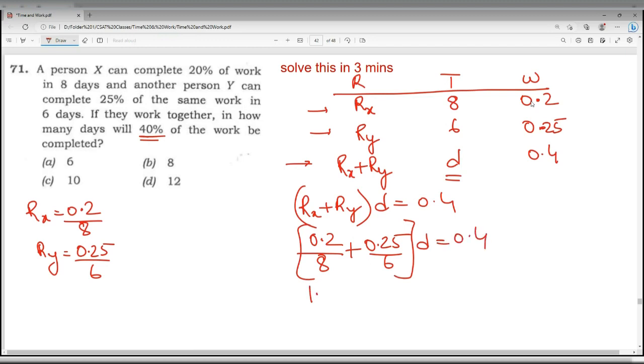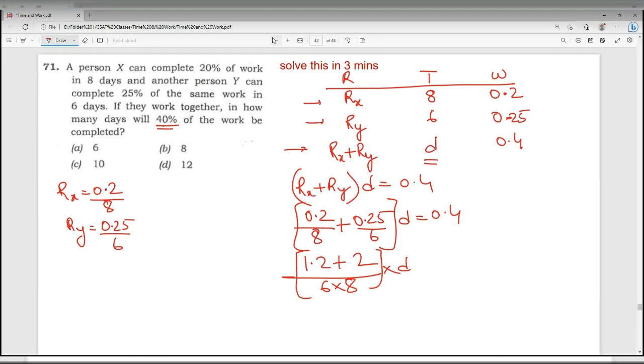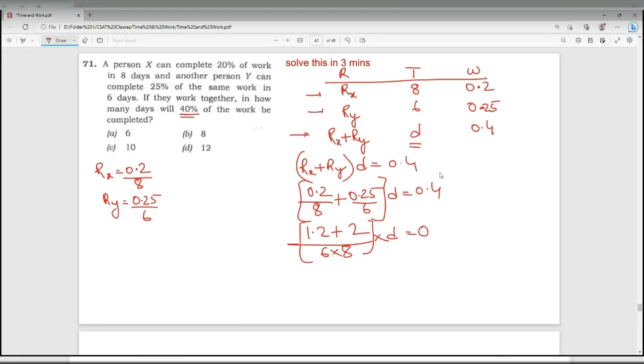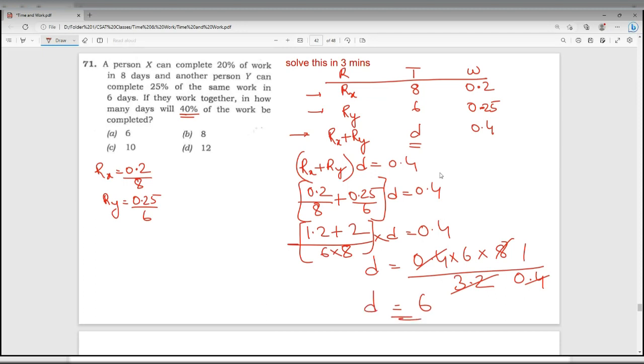This is 1.2 plus 2 divided by 6 into 8, into D. Let me put here. This is equal to 0.4. And then D is equal to 0.4 into 6 into 8 divided by, this is 3.2. 1.2 plus 2, 3.2. 8 ones are 8, 0.4s are 3.2, 0.4 and 0.4 cancels. D is equal to 6. So when X and Y both are working together, they would complete 40% of the work in 6 days. So the correct answer is A.